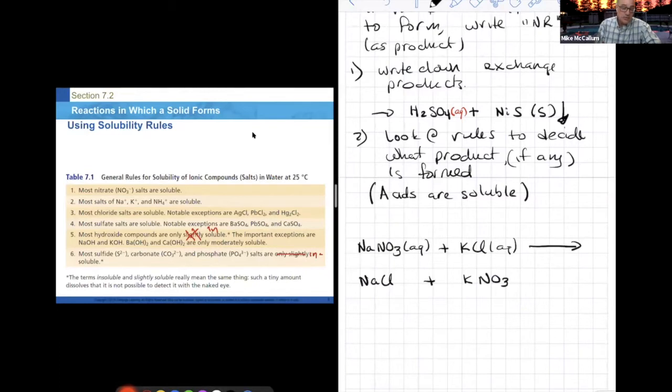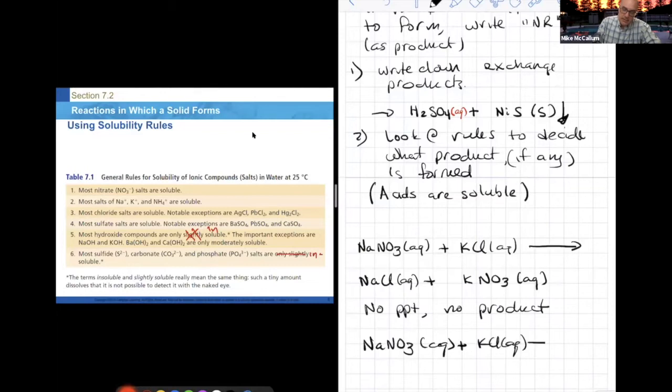All right, so let's go down our list. Well, rule 1 says nitrate salts are soluble. Well, okay, we write aq for potassium nitrate. Rule 2 says most salts of sodium are soluble. So here we get a case where there's no precipitate, no product. So what would we write? We would write NaNO3 aq plus KCl aq, no reaction. That's our answer, NR, like that. Okay, write it clearly.